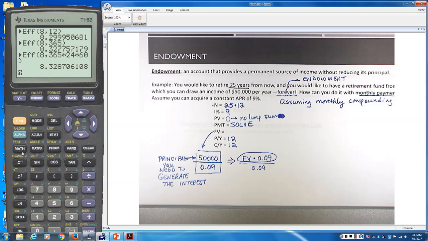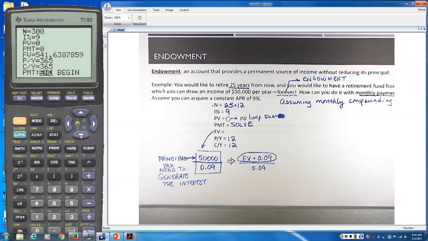So, we will go to our finance formulas, choose the TVM solver. 25 years times monthly payments 12 times a year at 9% interest with no lump sum. We're going to want to solve for those payments. And then the future value is going to be our $50,000 divided by the interest rate as a decimal.